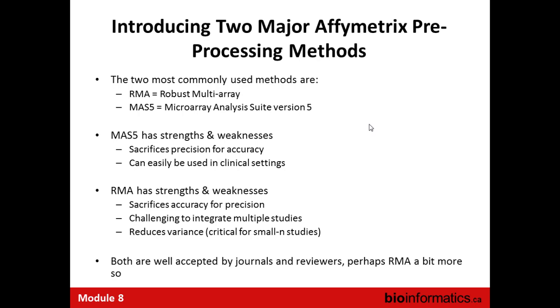In short, MAS5 is a more accurate algorithm, so it's able to come up with a better estimate of, for example, a fold change, but it is not as precise. There'll be a plus minus around it. RMA is less accurate. It tends to have bias, and it particularly tends to underestimate true effects, but it is much more precise. Therefore, if you have a large patient cohort with a lot of statistical power, MAS5 is probably a better way to go. And if you've got a very small one, then RMA is probably better because it allows you to work in discovery mode.